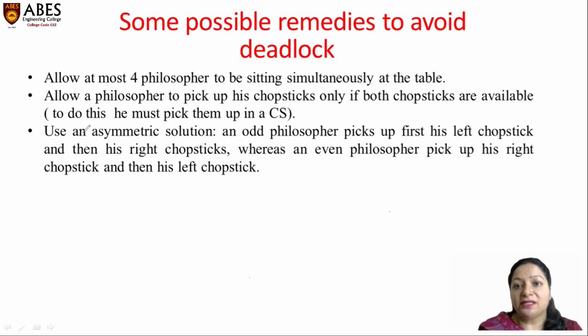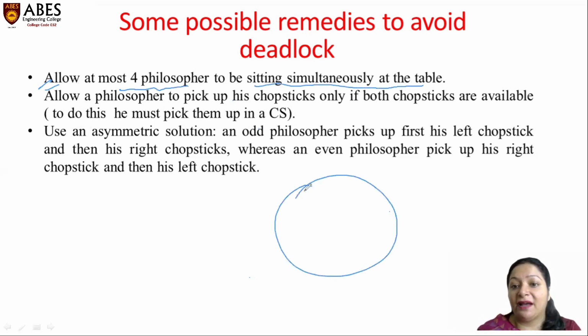So a few simple solutions to resolve the problem of deadlock are these. We can allow at most 4 philosophers to be sitting simultaneously at the table. We have seen that 5 philosophers sit around the round table, and whenever all 5 get hungry at the same time, they are not able to grab the second chopstick. So one solution is to just remove one philosopher from the dining table and the problem will be resolved.